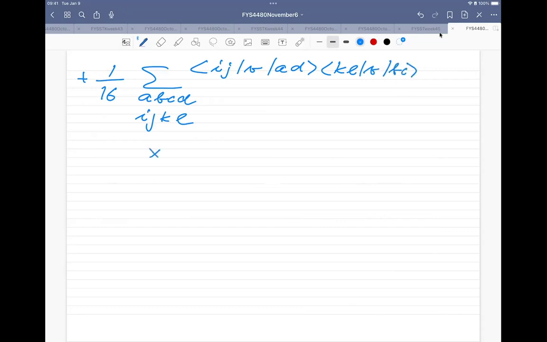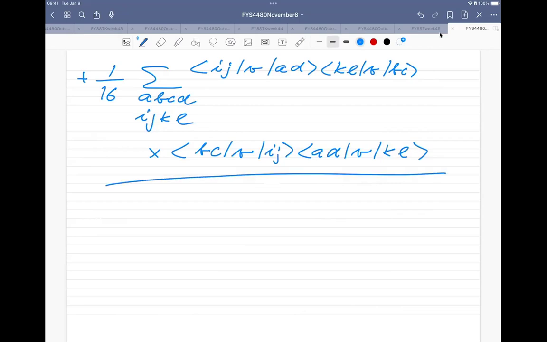This is multiplied with B and C. And then I have V and the states which are coming in there, which are I and J. And then I'm going to have the final one, which are going to be A and D and V and K and L. And this is multiplied with an energy denominator, which is going to be given.